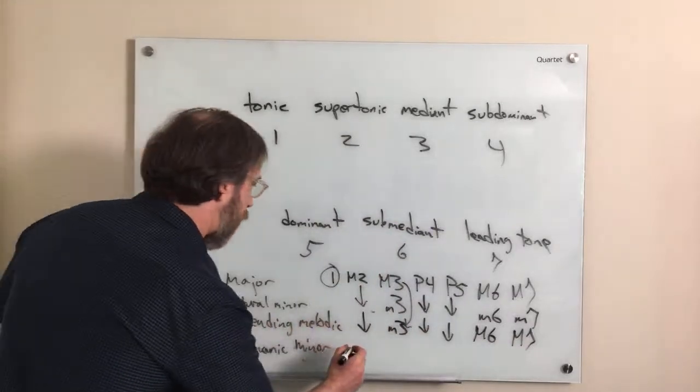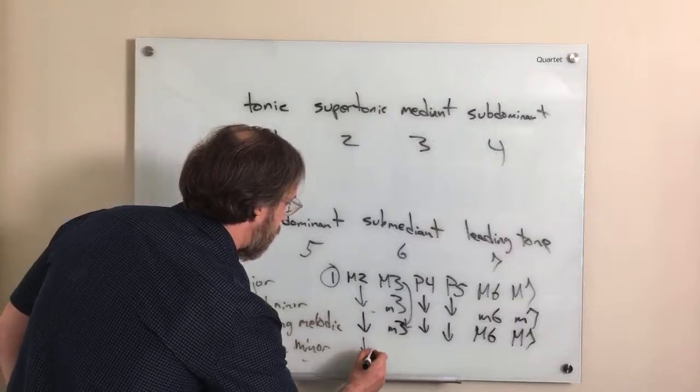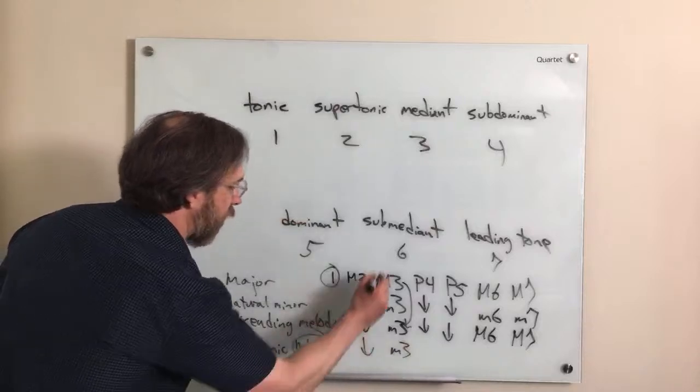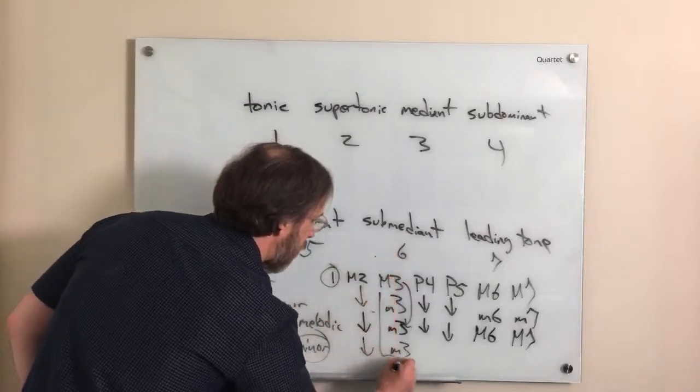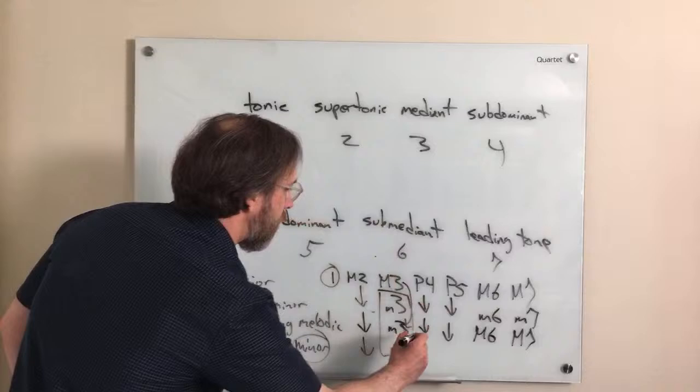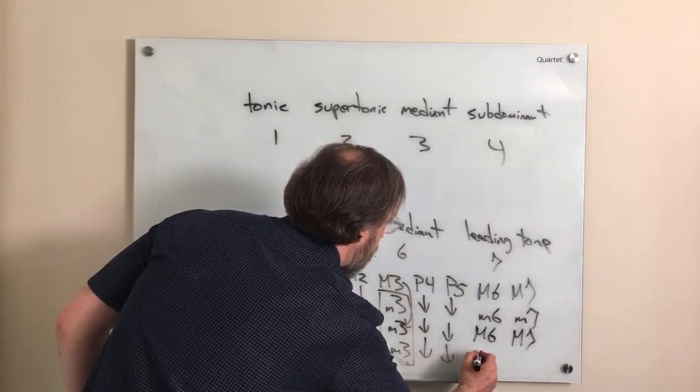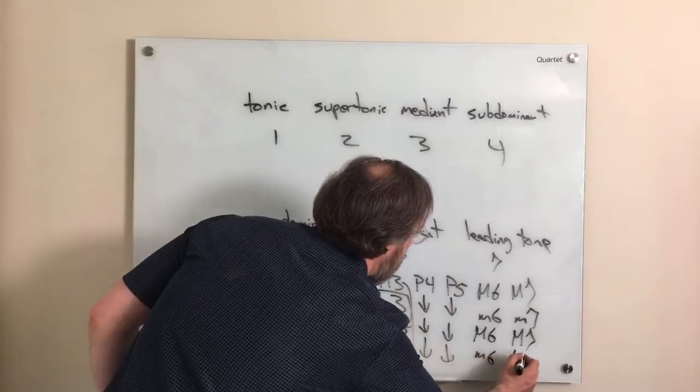And then for our harmonic minor scale, again, we keep our major second. On all the minor scales, the third is the most important, right? It's determining things as minor. We keep the fourth, the fifth. Here we go, minor 6, major 7.